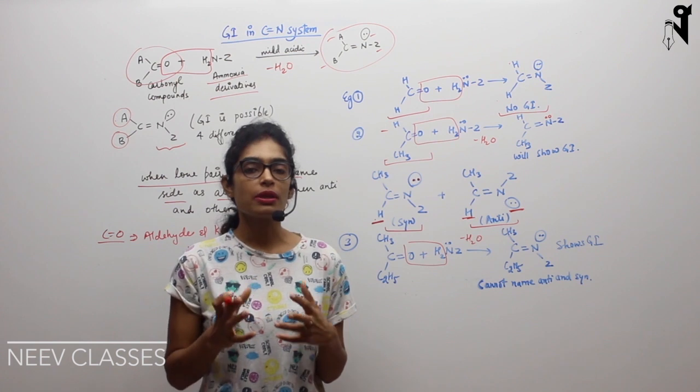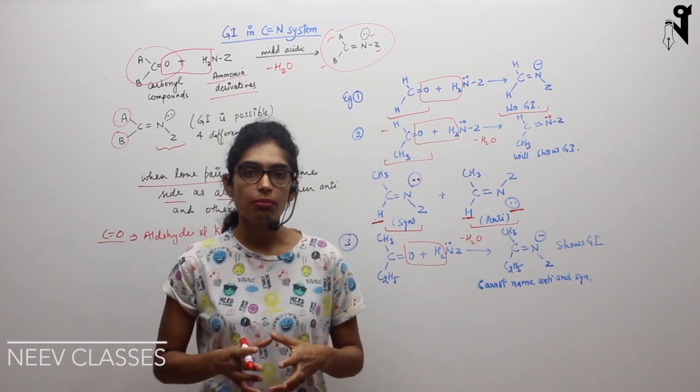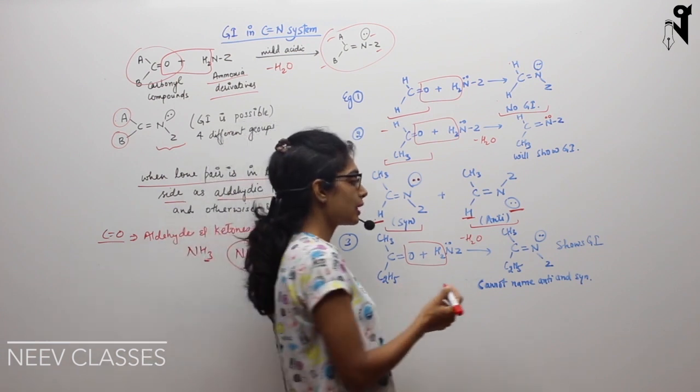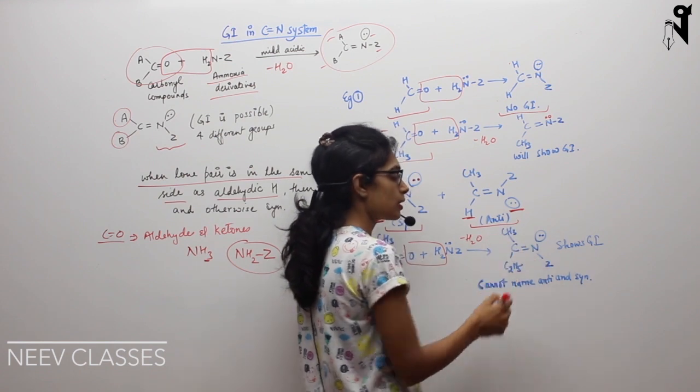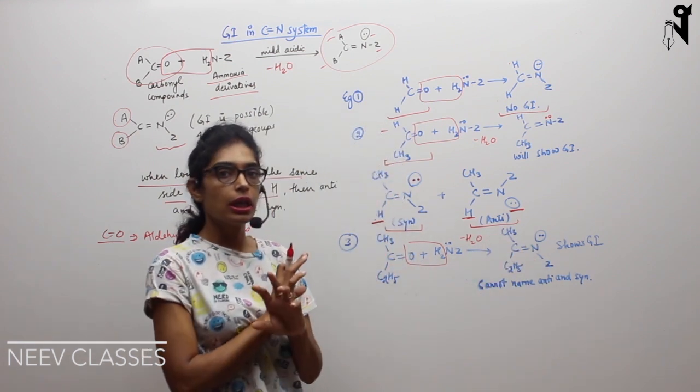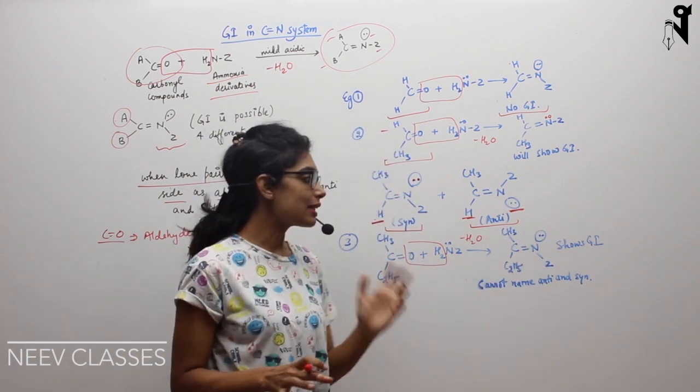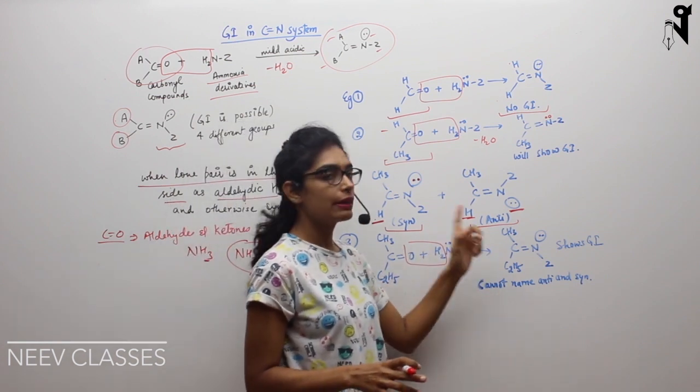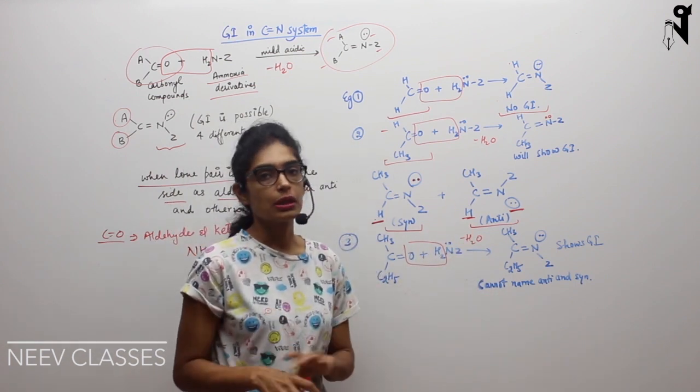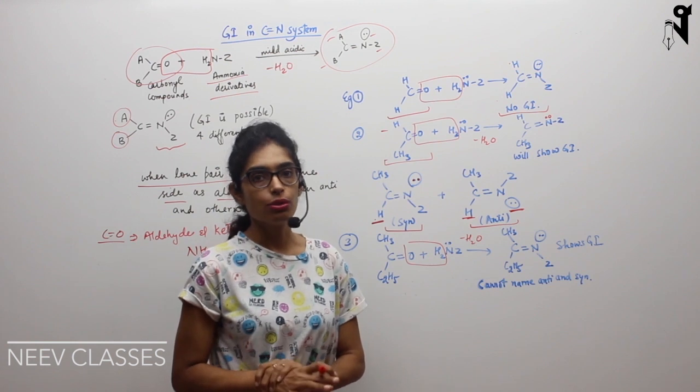Because no specific scientific rules have been made to figure out what is syn and what is anti in such cases, we just skip it. We do not go deeper into it. We do not determine which one will be called anti and which one will be called syn, but it will be showing GI. That's all we need to know.